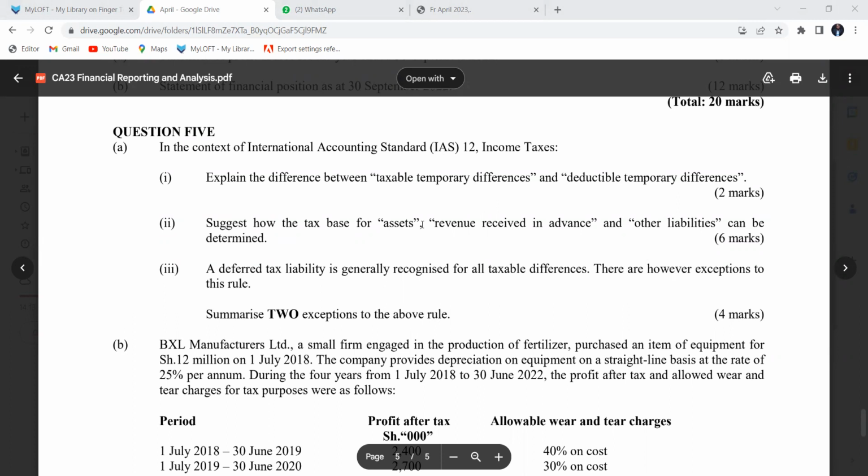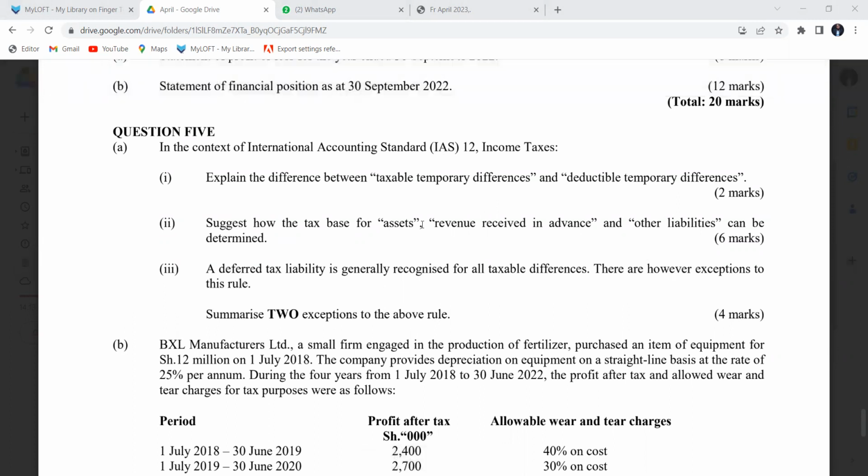In the context of International Accounting Standard 12, income taxes, explain the differences between taxable temporary difference and deductible. Have I answered that or not? I have answered that.